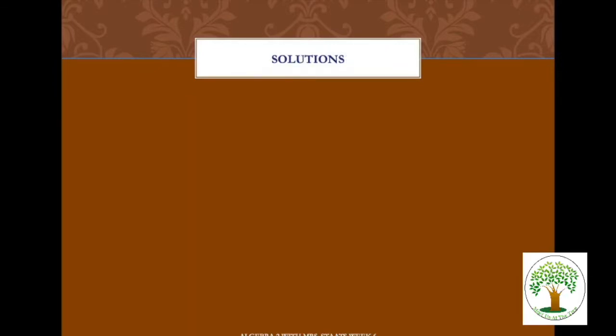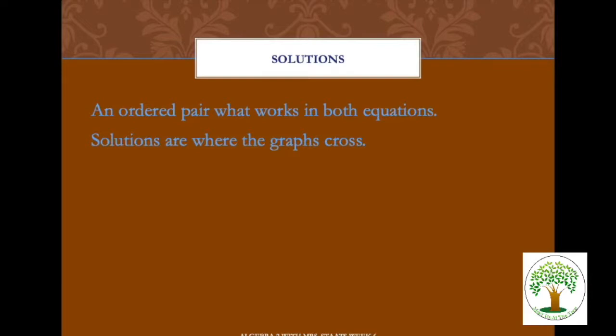All right, let's talk about the solutions. An ordered pair that works in both is the solution. So we're going to have an ordered pair, an x and a y. The solutions are where the graphs cross. If you notice, those two equations that I had up there would have been linear, they would have been lines. So if I have two lines, where those two lines cross is going to be that ordered pair that works in both. So here we go.